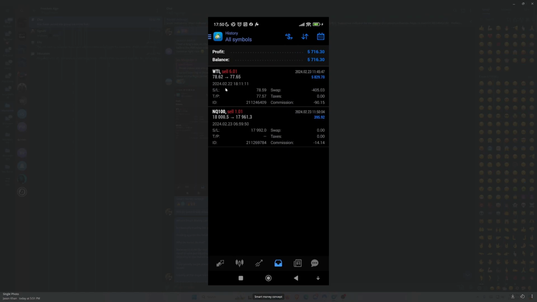So here's the result. It was from 78.62 to 77.65. Made like 5K, but the 5K is not the main point, it's the pips that are the main point. And the stop loss was only a few pips away, from 62 to 59. And then it all went a whole $1 further, okay? So this is the stop loss risk reward ratio that we are talking about.